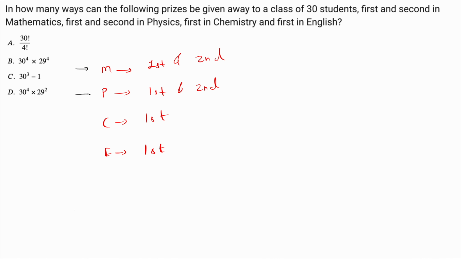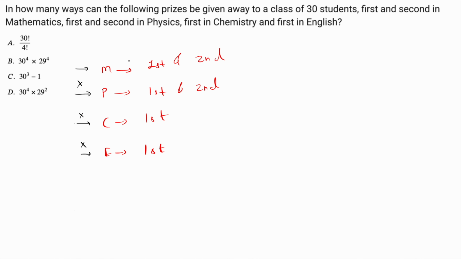Okay, in how many ways can the following prizes be given away to a class of 30 students? Mathematics, first and second. Physics, first and second. Chemistry, first. And English, first. The number of ways to offer the prizes in mathematics is completely independent of physics, which is also independent of the number of ways of giving the prizes for chemistry and English. So we have to find out the number of ways of giving the prizes in mathematics, physics, chemistry, and English, and ultimately multiply all of them.